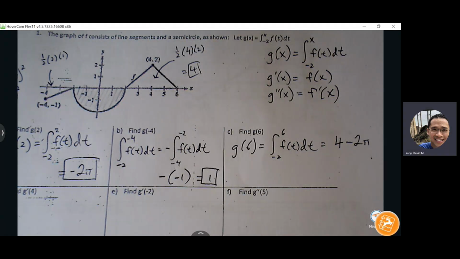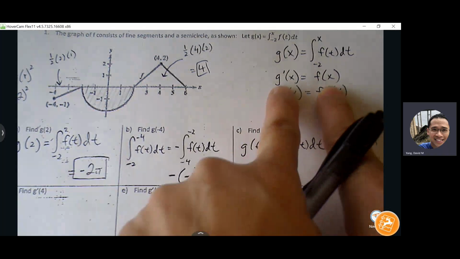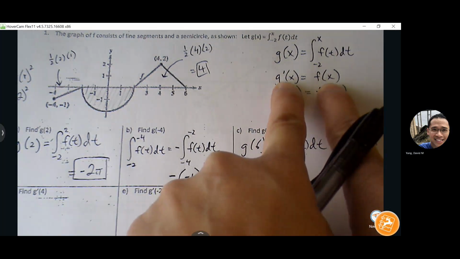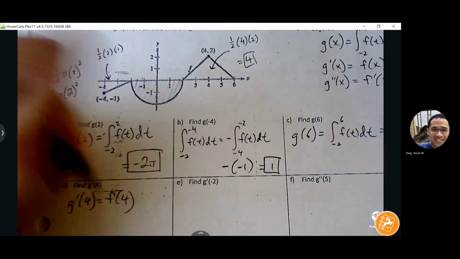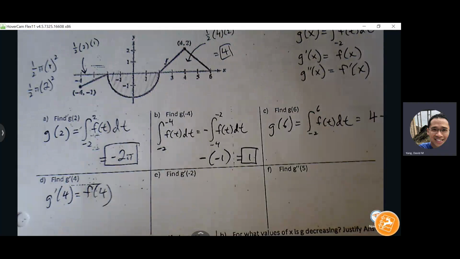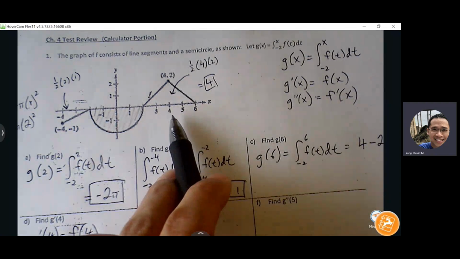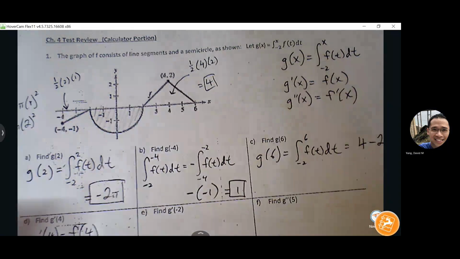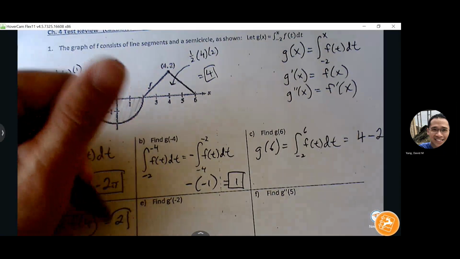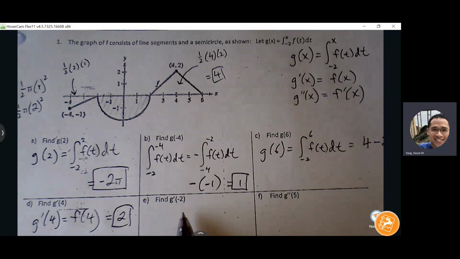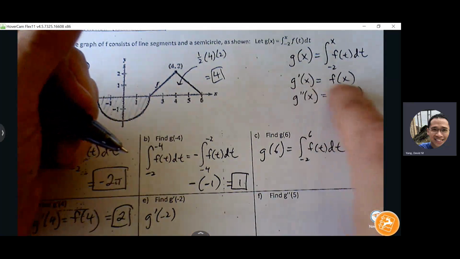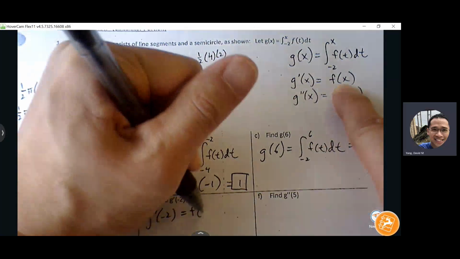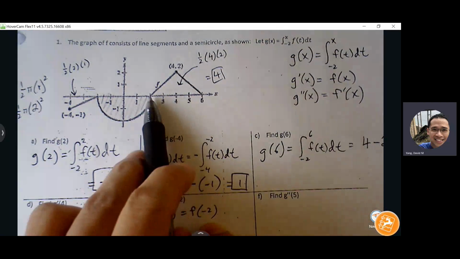Okay, next up, find G prime of 4. G prime of 4, well, let's look at the relationship here. G prime of 4 is F of 4. So F of 4, that should be easy. That's just the ordered pair. What's F of 4 equal to? 2, the y value. All right, G prime of -2. Again, we look at our relationship there. It's F of -2. F of -2, look at the ordered pair.